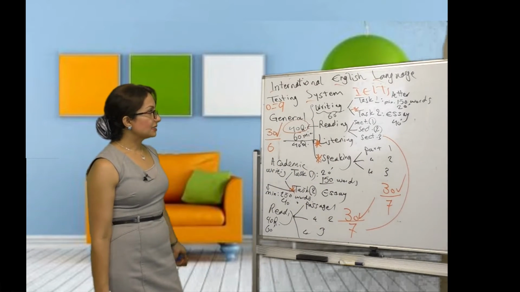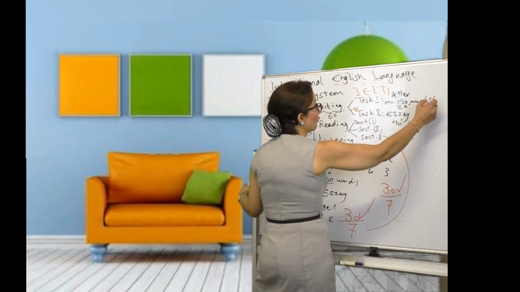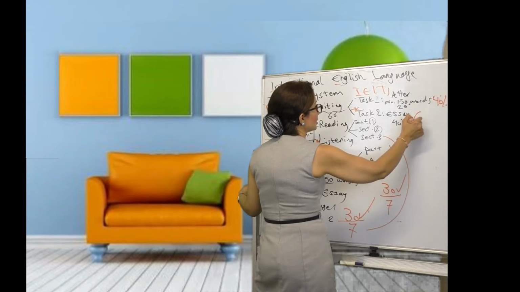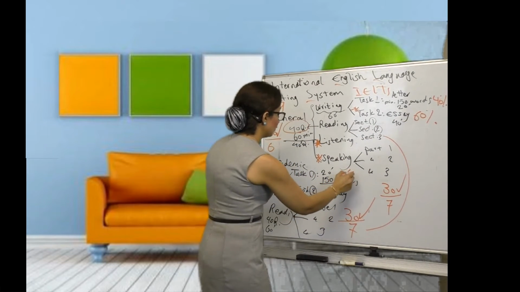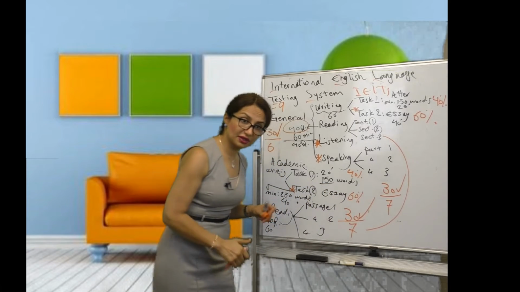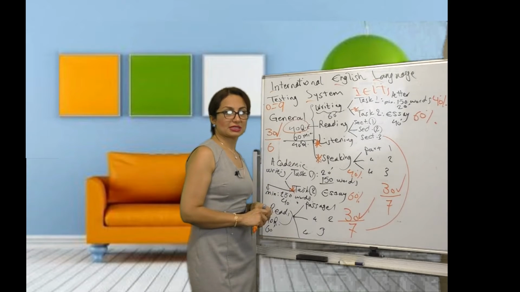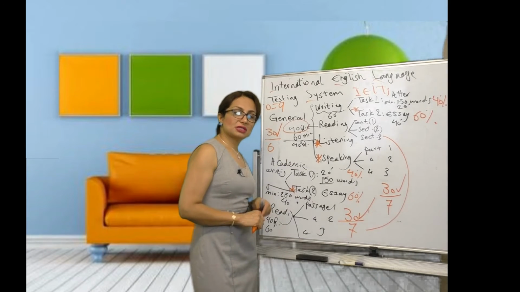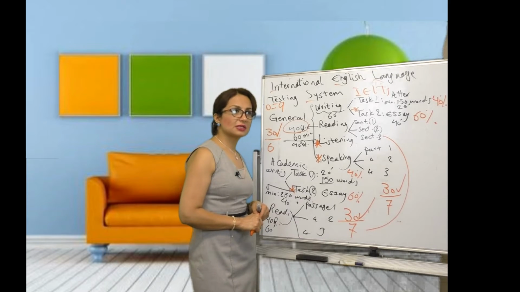For task 1 and task 2, task 1 is always 40% of the overall score in writing, task 2 is 60%. So the same thing happens here. Task 1 is 40%, task 2 is 60%. So you can see that task 2 is heavier. That's why they have 40 minutes here while 20 minutes for task 1. So these are some of the most important differences between academic IELTS and general IELTS.